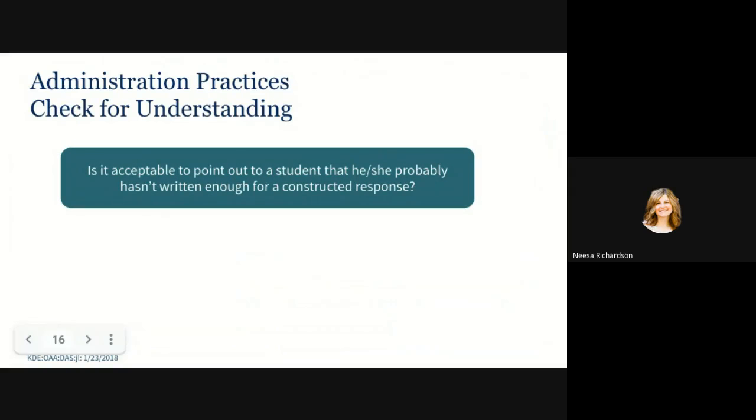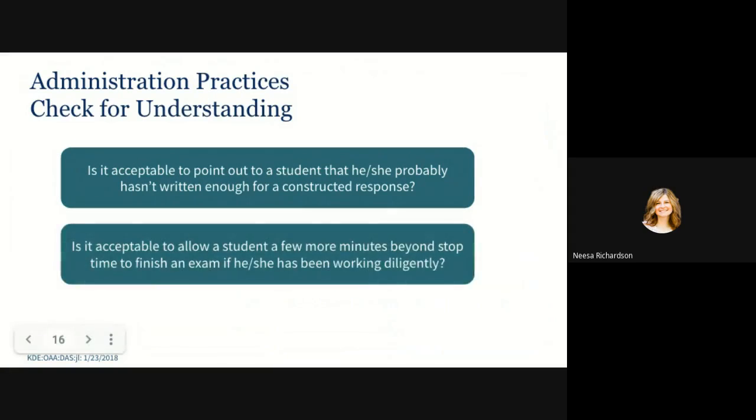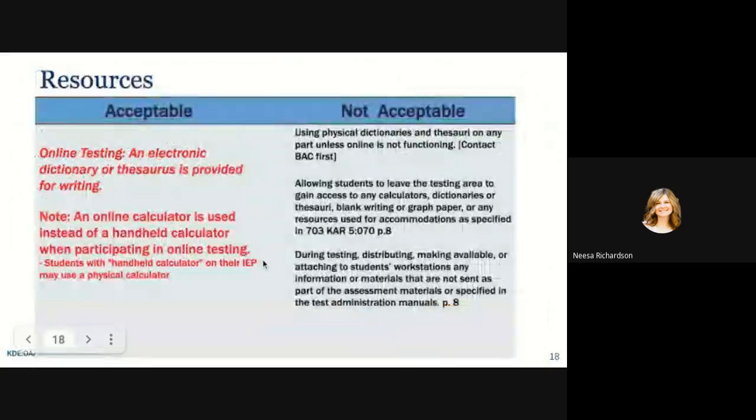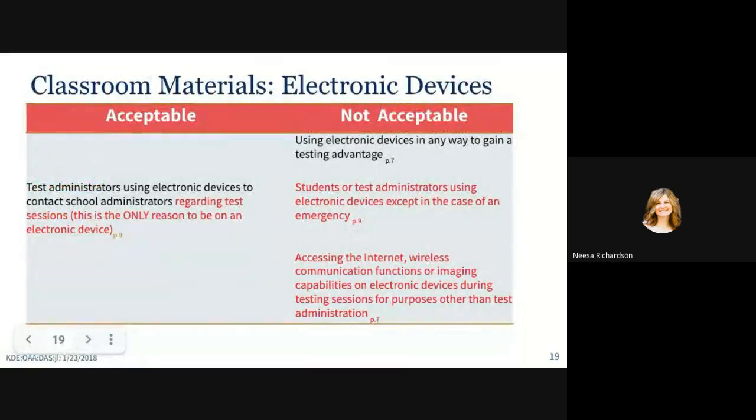You don't want to point out to a student that they haven't written enough, or give them more time than they are provided. We'll talk more about that in depth later. We do have some resources that students can use now. The online calculator is what actually all of our students, except for a very small handful, used last year. And if they used a handheld calculator, it was important that they have that written in on their IEP for your special education students.